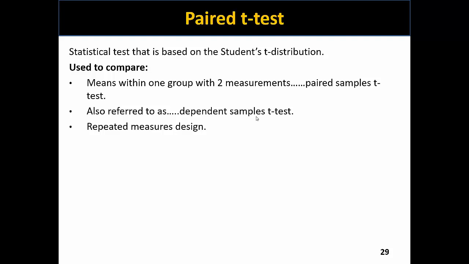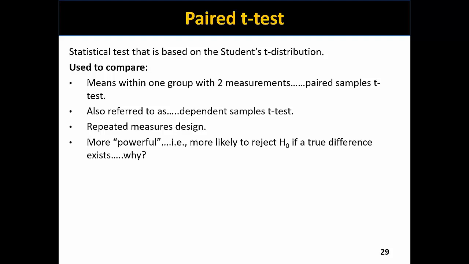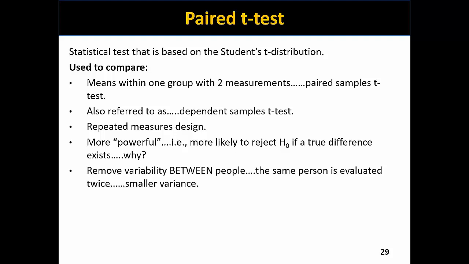And this type of design is ideal because it is considered to be more powerful. What that means in a statistical sense is that this type of research design, because we're comparing research participants to themselves, we're more likely to find a statistically significant difference if a true difference actually exists.